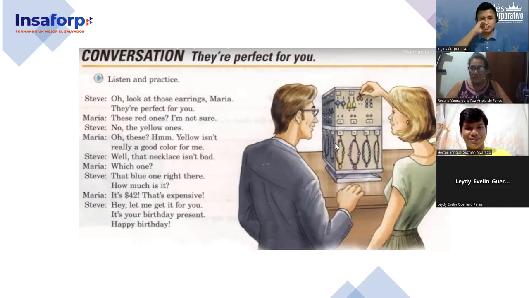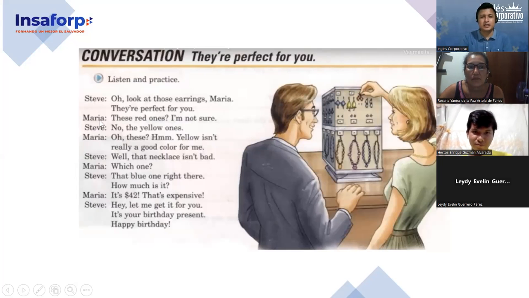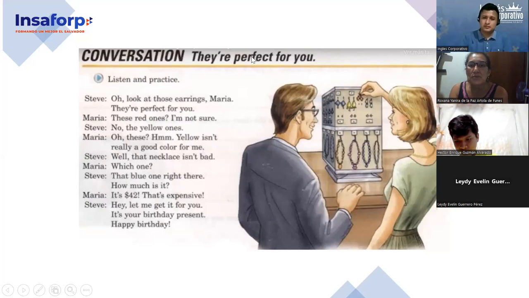And Roxana, tell me, please, what is this conversation about between Steve and Maria? Okay, Maria look the earrings, and Steve wants to buy her a necklace for her happy birthday. Who is having her a birthday, Roxana? Who? Maria? Oh, Maria. Okay. And what is the price? What is the price of this product? $42. Oh, $42. Right. Very good.